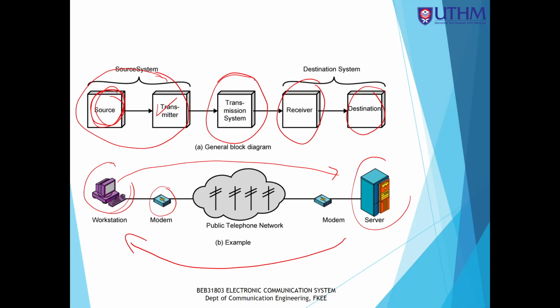Okay, so here is the public switch telephone network. So these are the medium. In this example, it uses a wired medium, a wired link. And then the modem here, and then the server. Normally for client server communication like this, the client will request data from the server, and the server will respond with the requested data. So ini adalah seperti not only for the telephone switch networks, it's also for the internet as well. Okay, so ini juga dipanggil sebagai client server communication system yang bawah ni.